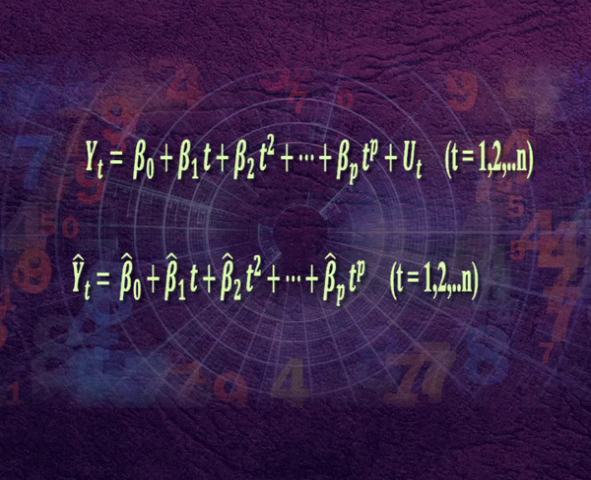On substitution of beta coefficients, we can estimate polynomial trend given by yt cap equal to beta 0 cap plus beta 1 cap t plus beta 2 cap t square plus up to so on plus beta p cap t raised to p, where t equal to 1 up to n. Let us understand it with the example. How to fit polynomial trend?